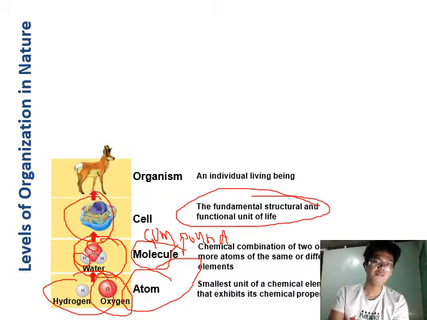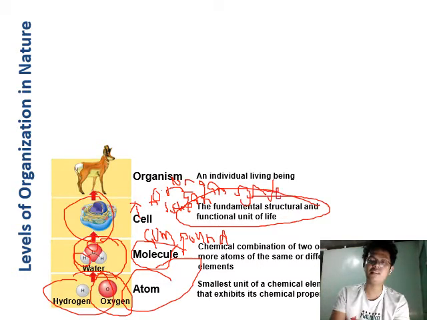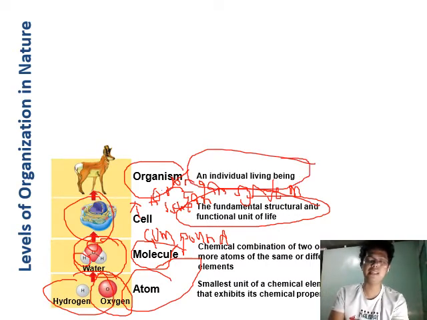So from the cell, it goes up to tissue, right? And then from the tissue, it forms a certain organ. And then from an organ, like our liver, our lungs, our stomach, it goes up and forms an organ system. Now, an organ system could be our immune system, our nervous system, our reproductive system. So those are examples of organ systems. And then we arrive at an organism, an individual living being.